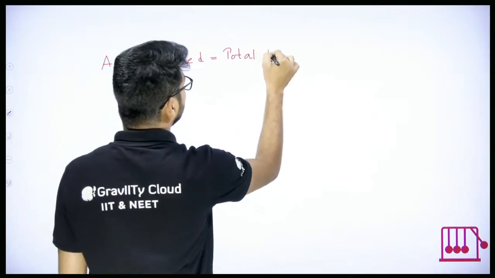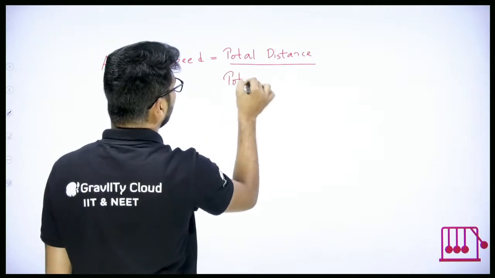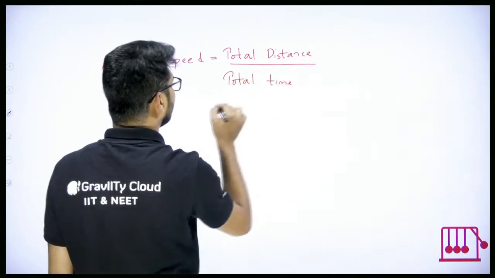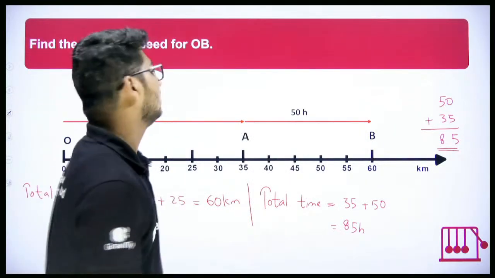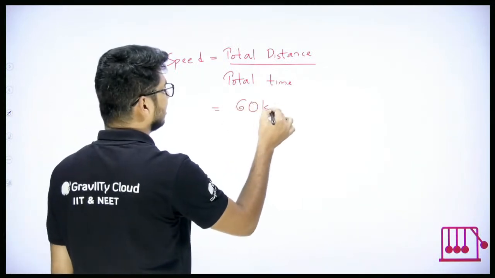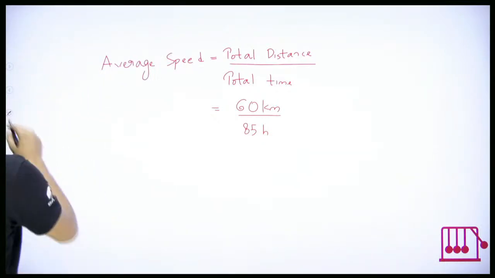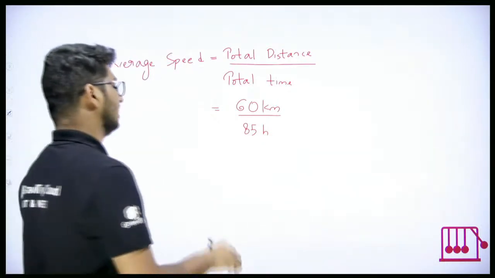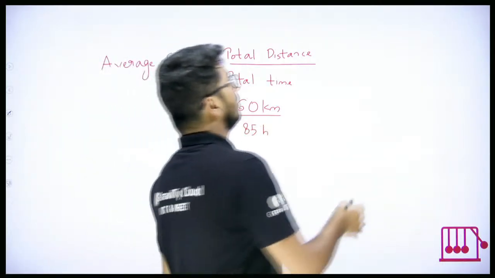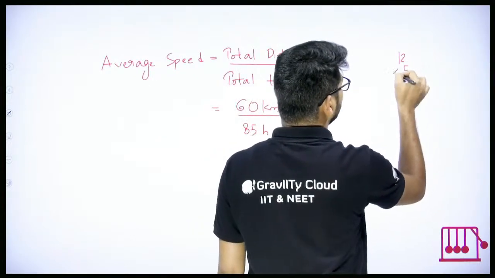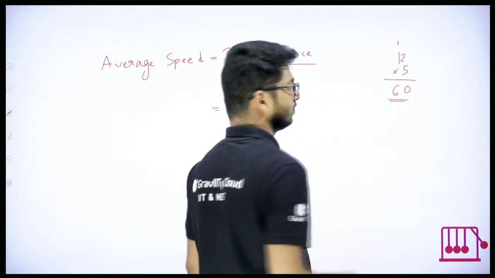Average speed is total distance by total time. What was total distance? 60 kilometers. What is total time? 85 hours. So it is 60 kilometers upon 85 hours. Then if I do the calculation, look at this: 12 into 5, what is 12 into 5 equal to? 5 twos are 10, 5 ones are 5, 5 plus 1 is 6. So 60.